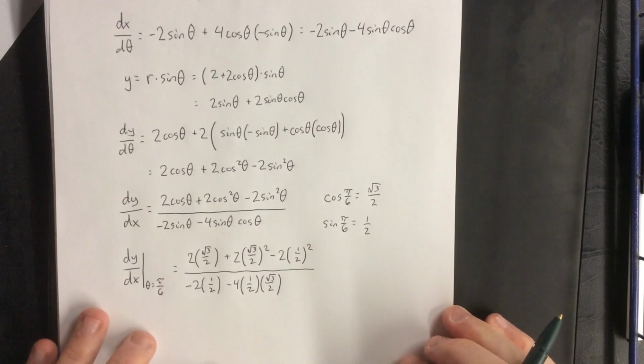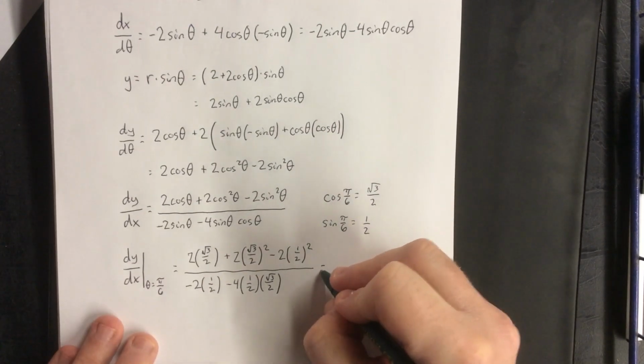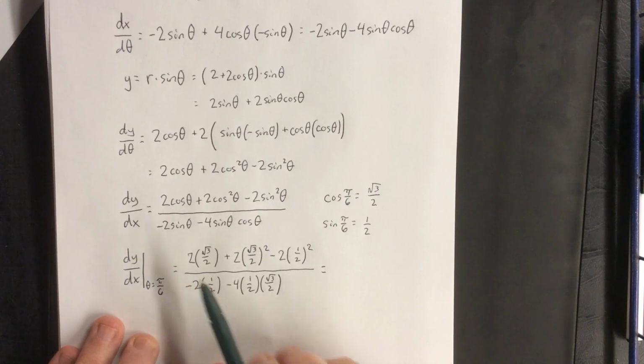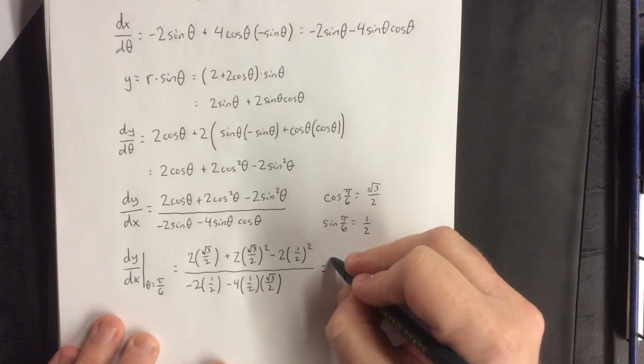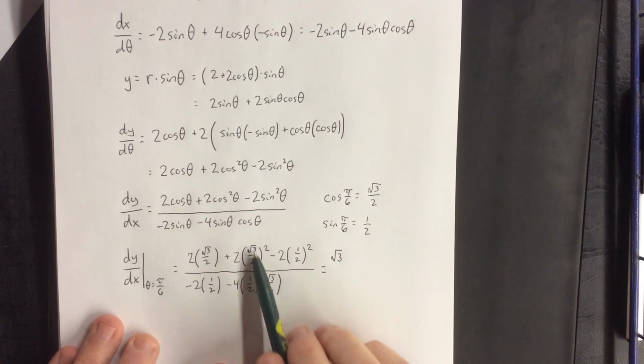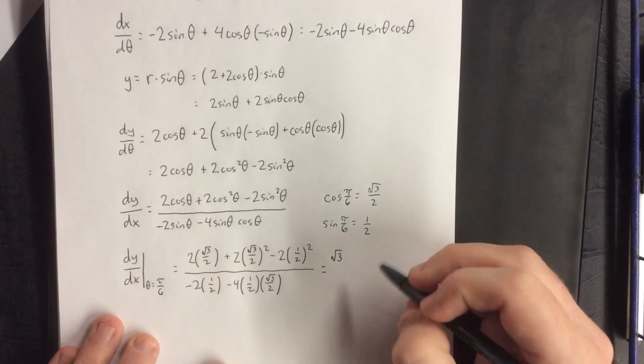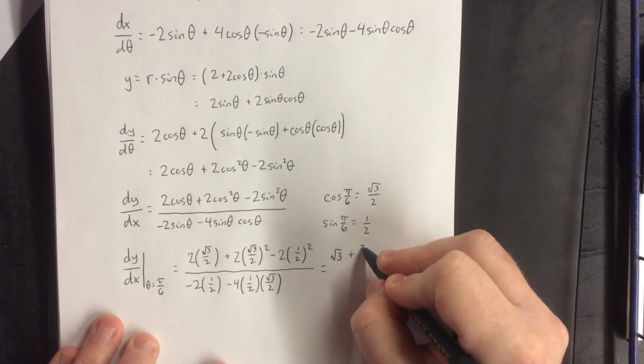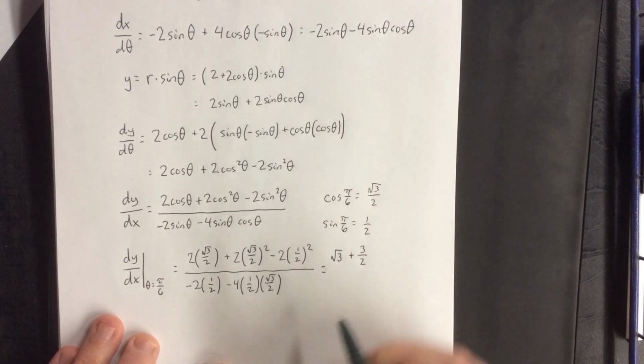Obviously, there is a lot of simplifying that needs to take place here. Let's go through and try to do it term by term. 2 times root 3 over 2 will be root 3. If I square this number, I'll get 3 over 4. Multiplying by 2 will give me 3 over 2. So this will be plus 3 over 2.